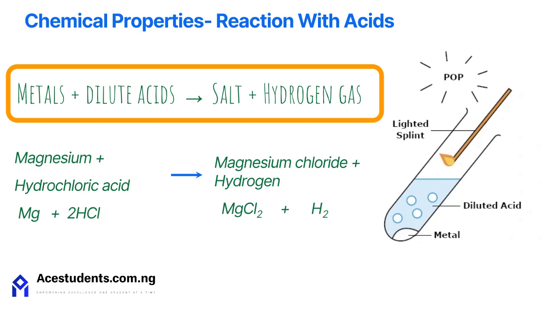To test for hydrogen, bring a lit splint near the gas, it makes a pop sound. Exam tip: do not confuse hydrogen gas with oxygen. The pop test is the best way to confirm hydrogen.